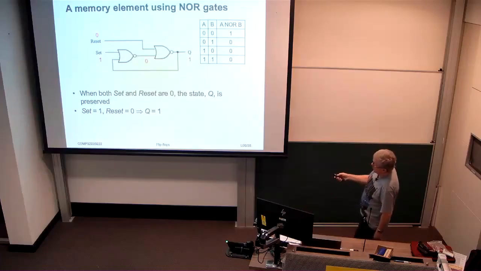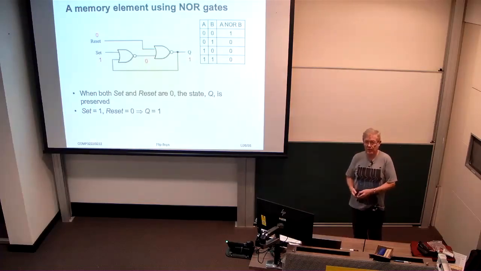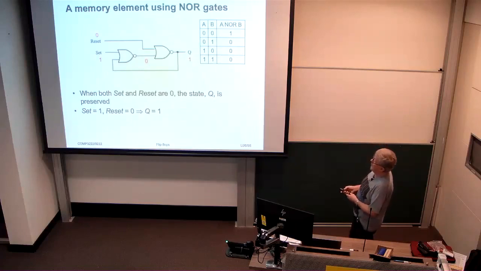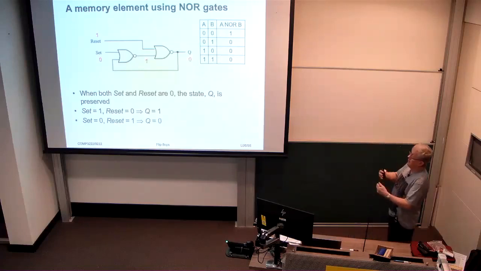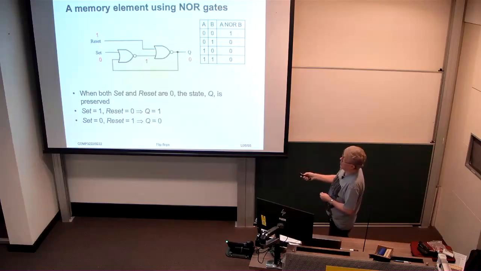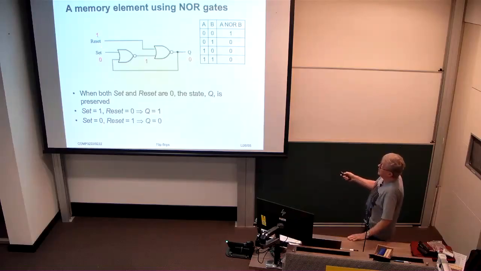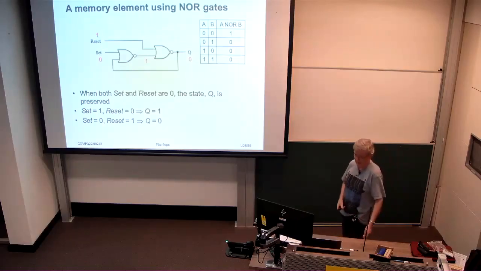And given that reset is left at 0, it's going to complement this 0, and the output Q is going to go to 1. We're forcing that output to 1. Okay? The opposite situation is where the reset is set to 1 and set is left at 0. In this case, we force Q to be 0, and of course the wire between the two NOR gates then is going to have the value 1.